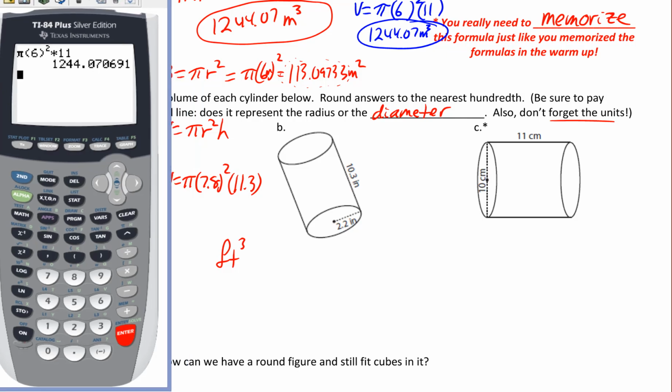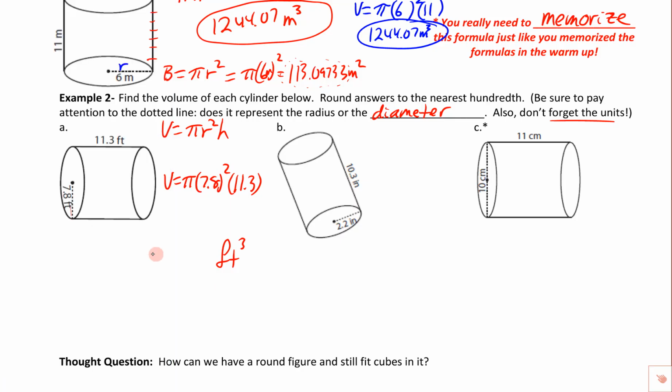So we're going to put it in like this. Clear this off, and we're going to do second and pi. And we're going to type this in, 7.8. I'm going to square that, and I'm going to close the parentheses right there, and then I can just type the 11.3. Okay, so I've got the 7.8. That was the radius of the base. We're going to square that, and then we're going to multiply it by 11.3. So I'm going to hit enter. We get, let's see, 2159.819. That 9's enough to bump that up, so that's going to be an 8.2. So 2159.82.